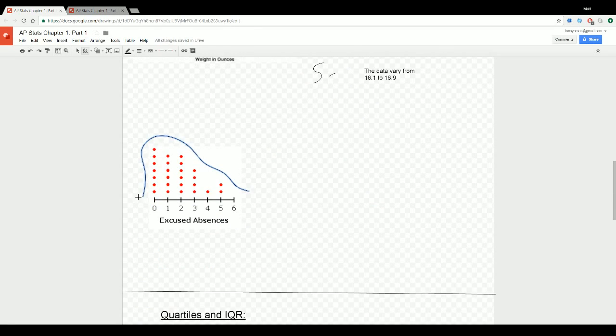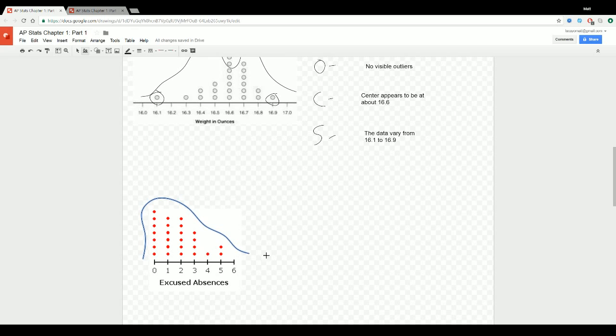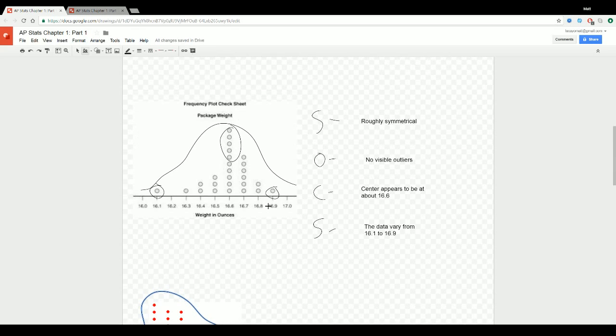So you basically just make the curve by just going up and drawing it like that. I don't know how to explain it. You can kind of just see from that.